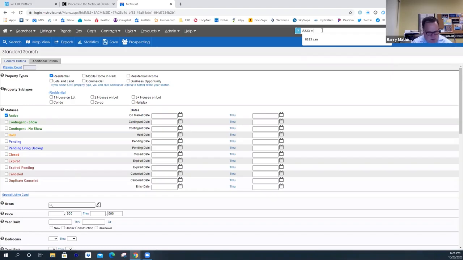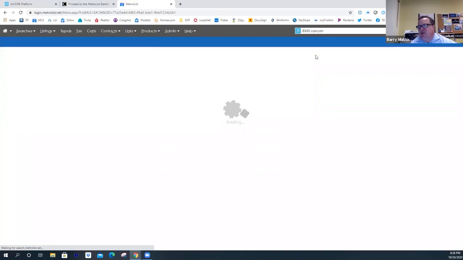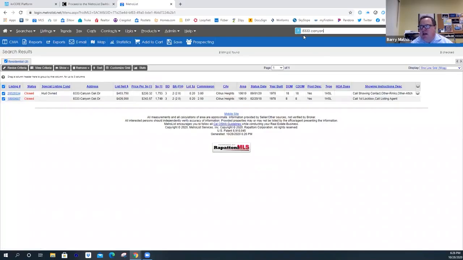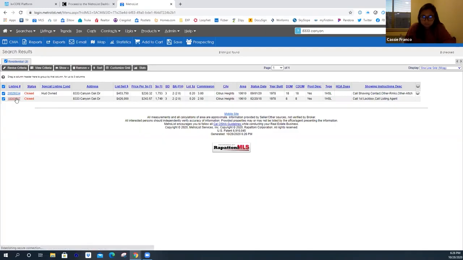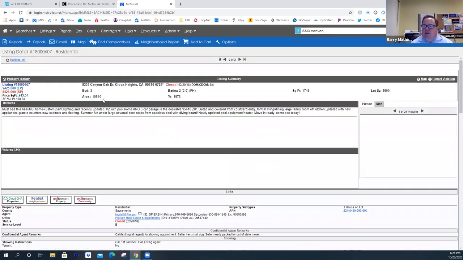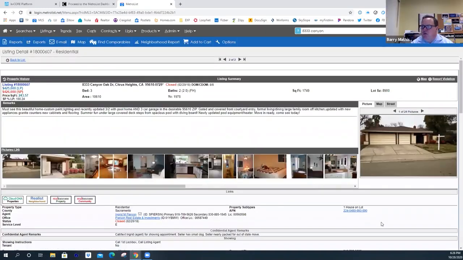8333 Canyon Oak. And by the way, I would do this often as well. I would oftentimes just pull the property up, because when I pull the property up in the MLS, there's a pretty good chance that it sold before. And if there is, then I can get some pictures and things like that that will let me know a little more about the value and the condition.